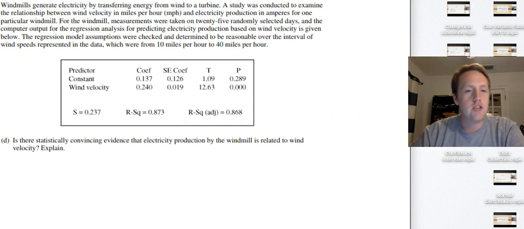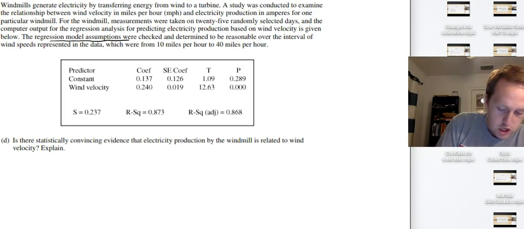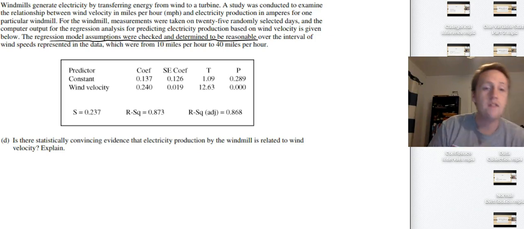Windmills generate electricity by transferring energy from wind to a turbine. A study was conducted to examine the relationship between wind velocity in miles per hour and electricity production in amperes for one particular windmill. For the windmill, measurements were taken on 25 randomly selected days, and the computer output for the regression analysis for predicting electricity production based on wind velocity is given below. The regression model assumptions were checked and determined to be reasonable. That means we don't have to check any conditions. They did it for us.